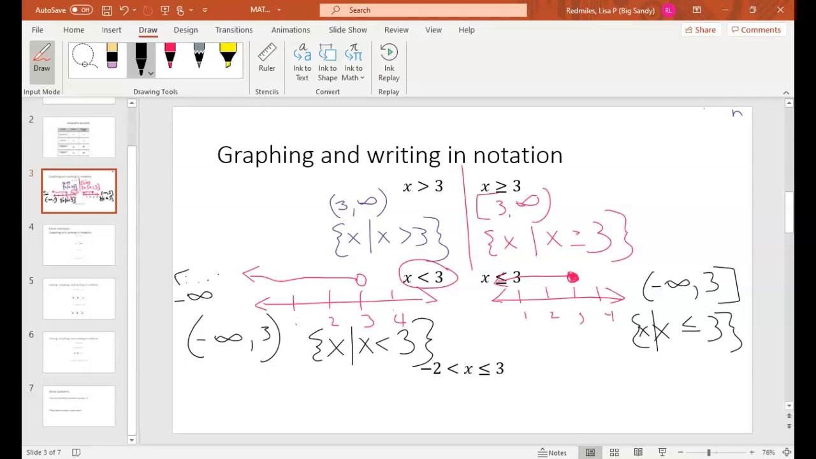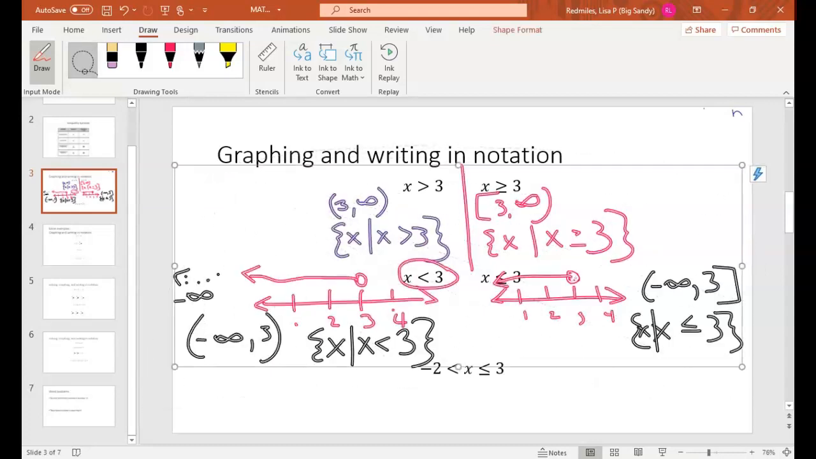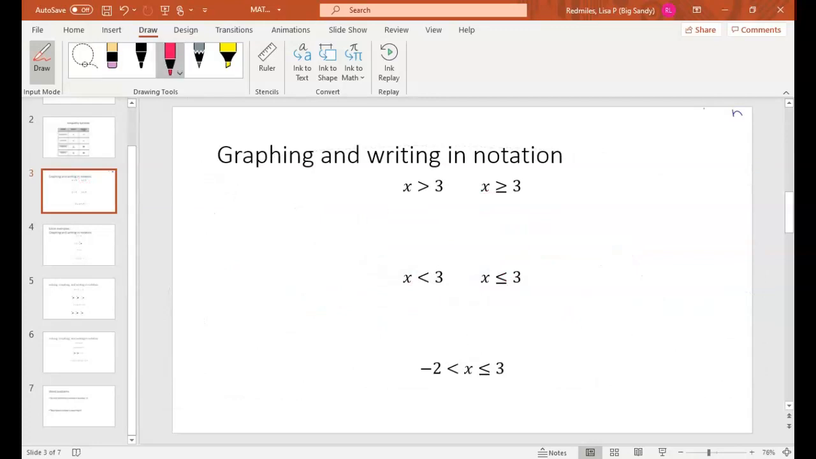Okay, so now I think I got everything. Let me go to this bottom one, which is a little bit unique. The bottom one, notice it has two things going on here. So it's saying that -2 is less than x, and it's saying that x is less than or equal to 3.